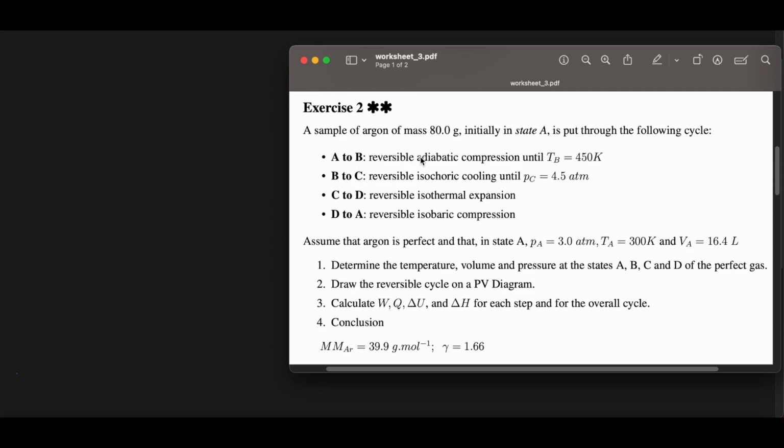First step, reversible adiabatic compression. Second step, isochoric cooling. Third, isothermal expansion, and the last one, isobaric compression. As usual, we are going to determine all the state variables of each state, also draw the reversible cycle on a PV diagram, and we finish by calculating all these thermodynamic properties. We start first by defining each state.